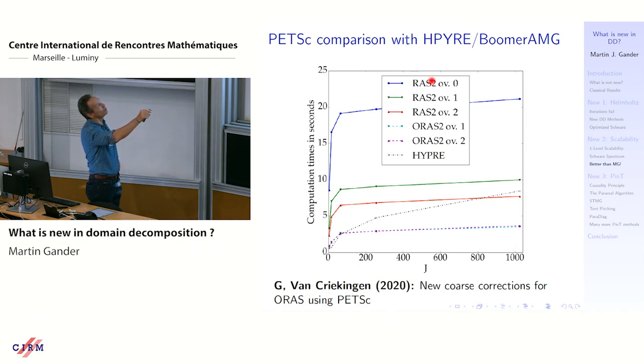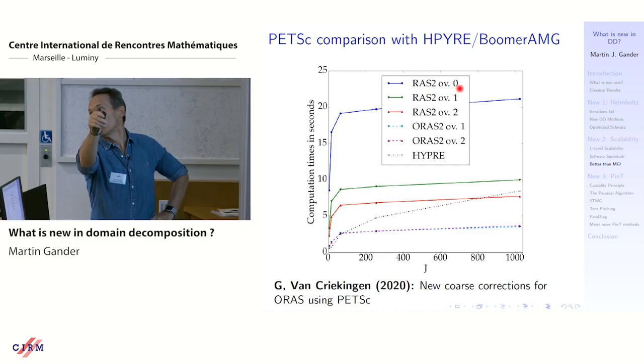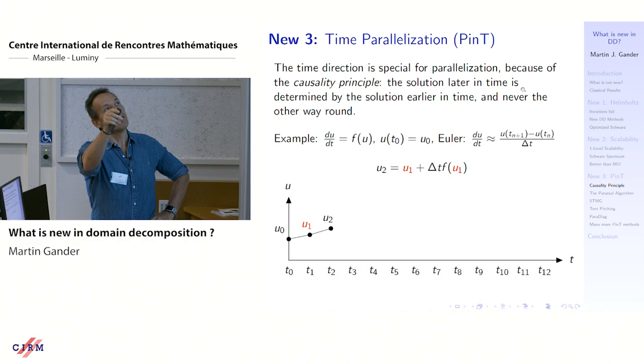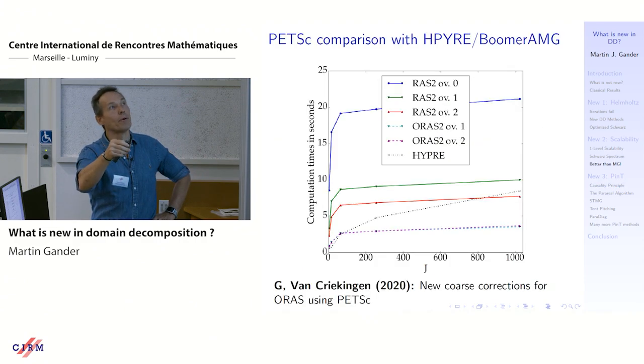This is a classical Schwartz method, 2-level, with a 0 algebraic overlap, which means 1 mesh size overlap. And here is the number of subdomains. It's a scaling experiment on a parallel computer. Here is computation time in seconds. The calculations were done by Serge van Kriekingen. And these are all optimal methods, you can see.